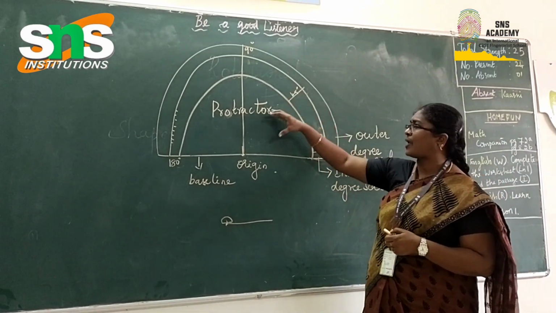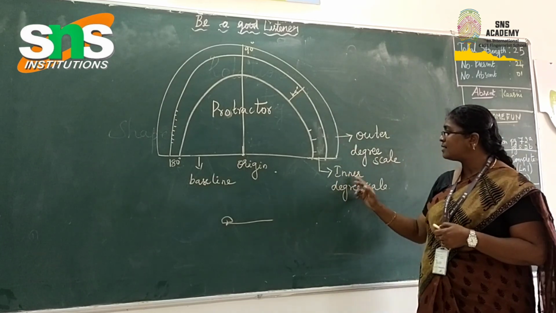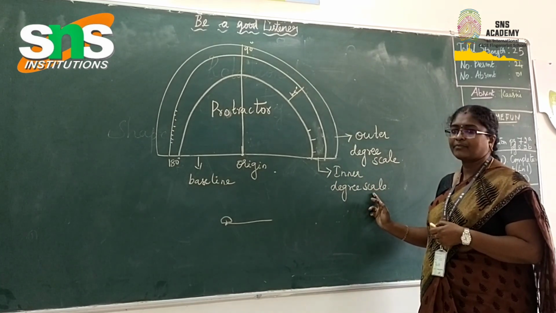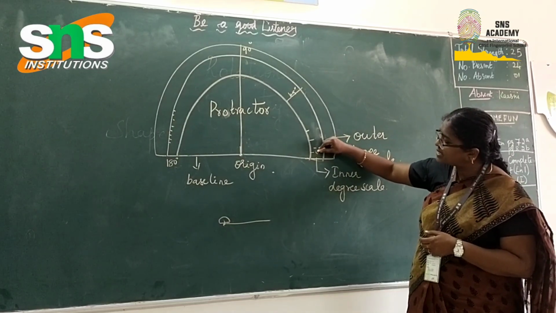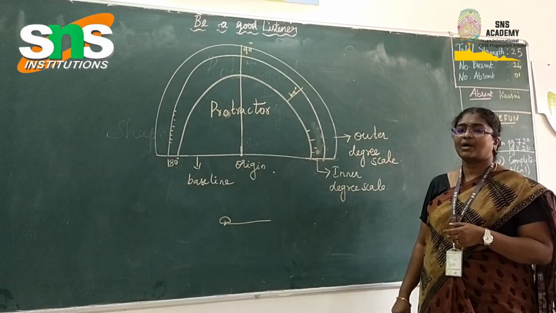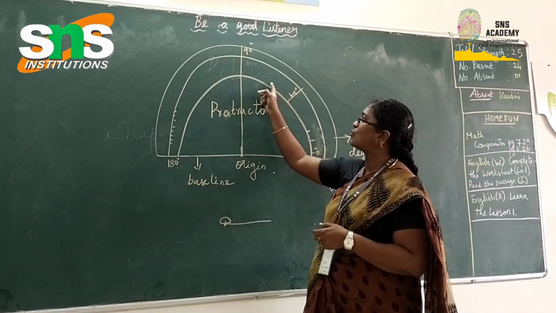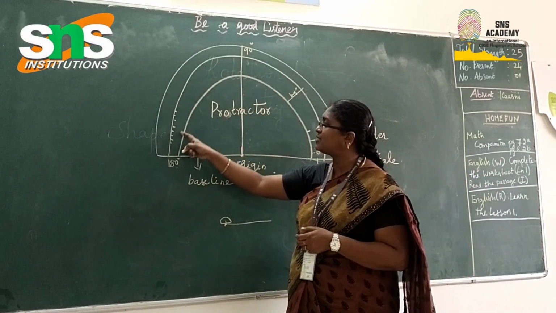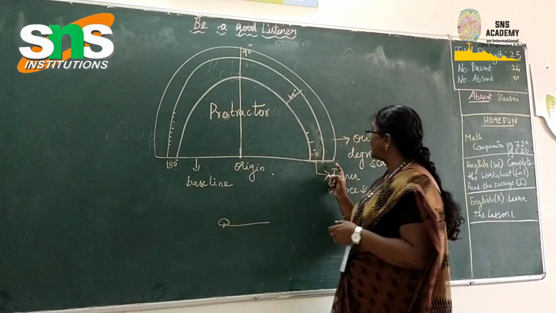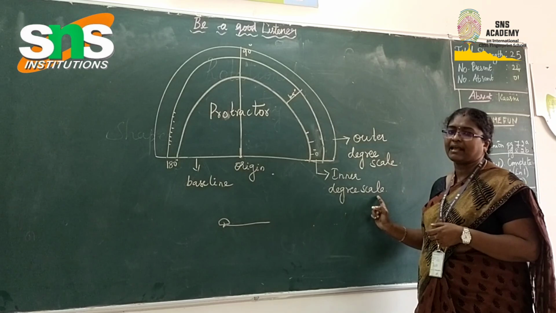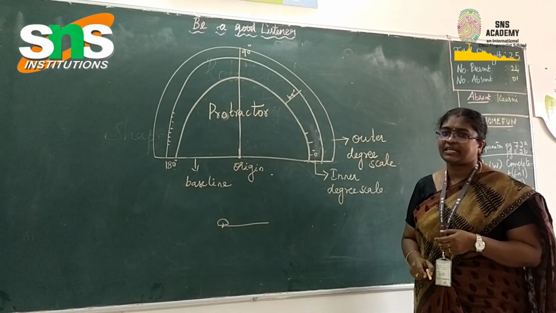So inside the protractor, there are two degree scales. Look here, the inner degree scale. The inner degree scale always starts with 10 and gradually grows up, and finally when it reaches here, it will be around 180. This is called the inner degree scale. The degree is your 70 degrees, 40 degrees, 50 degrees, like that.